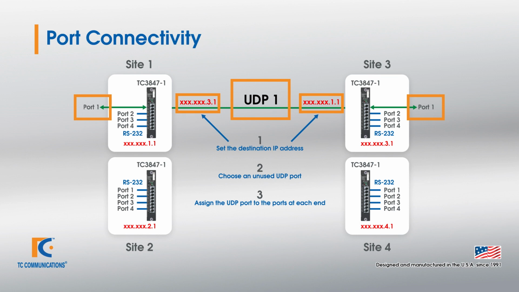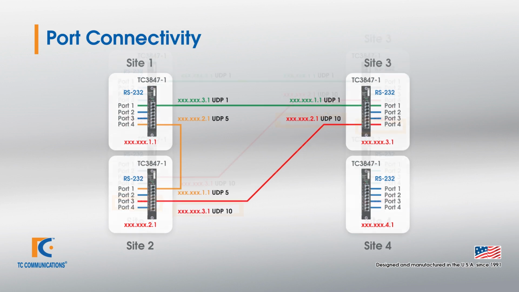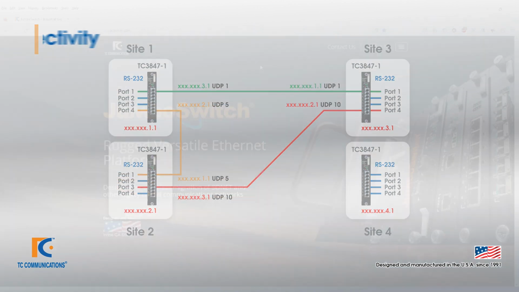You can connect the remaining ports in the same manner. For example, you can connect site 2 port 3 to site 3 port 4 and assign it as UDP10. As a further example, you can connect site 2 port 1 to site 1 port 4 and assign it as UDP5, etc. Just another example of the incredible flexibility offered by the JumboSwitch.